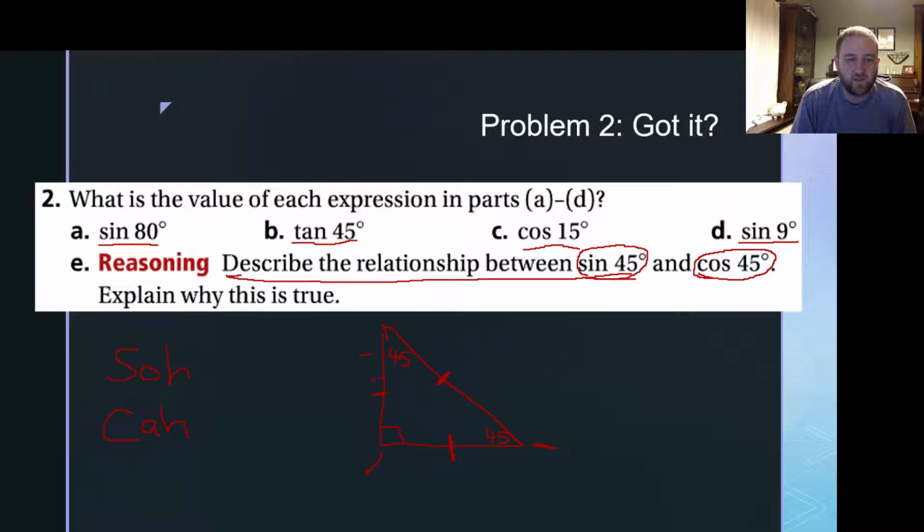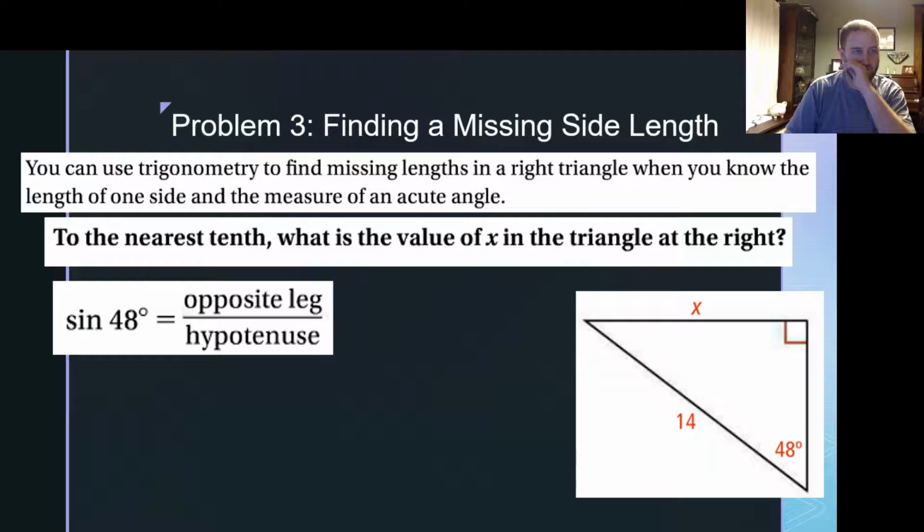Okay? That means that this side and this side have to be congruent. This is an isosceles right triangle. So opposite over hypotenuse is going to be the same as adjacent over hypotenuse. They're both going to give you the same measure if these angles are both the same, both 45 degrees.